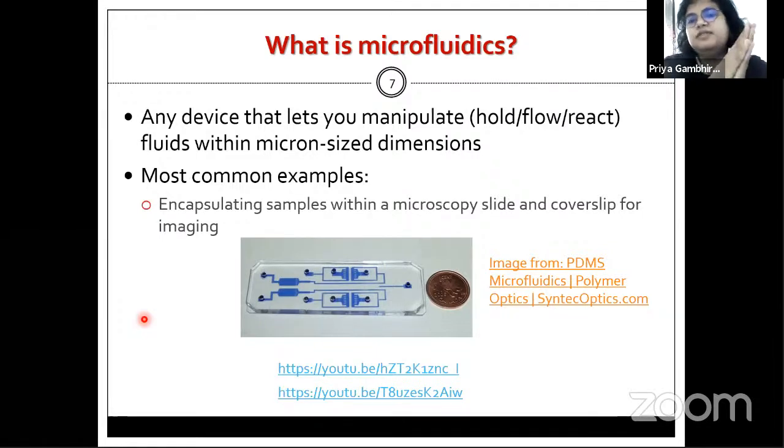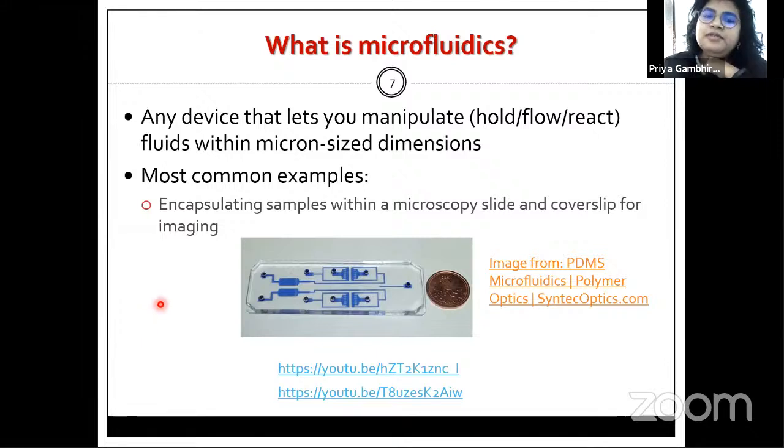This is nothing but a microfluidic device. So when I say that at least one dimension has to be a micron size dimension, in this case, your microscopic slide and cover slip are not micron size, but when you put them together, the gap that is generated, which is holding the fluid, is a micron sized gap. And therefore, we will call this the very basic microfluidic device that is being used.